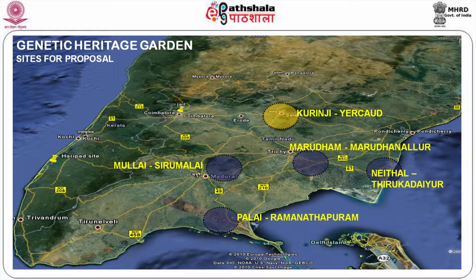We have something called Neidal on the shoreline, which is in Thirukkadayur. Palai, a derelict land, a real spoiled land in Ramanathapuram district. So these 5 different locations have been identified, and approximately 25 acres of land has been provided to us.